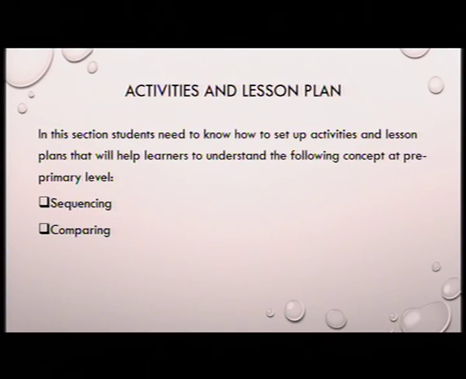You need to have a lesson plan. You need to have activities for that. We're going to go into detail on what is supposed to be done in an activity and what is to be done in a lesson plan. But you also need to teach them classification.